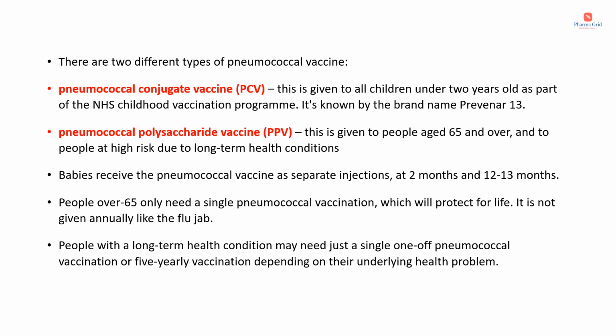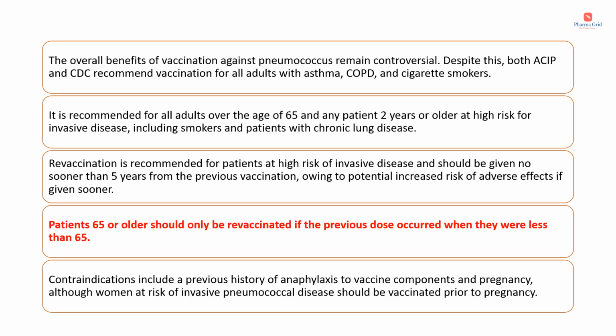Babies receive the pneumococcal vaccine as separate injections at 2 months and 12 to 13 months. People over 65 only need a single pneumococcal vaccination which will protect for life. It is not given annually like the flu jab. People with a long-term health condition may need just a single one-off pneumococcal vaccination or 5-yearly vaccination depending on their underlying health problem. The overall benefits of vaccination against pneumococcus remains controversial.